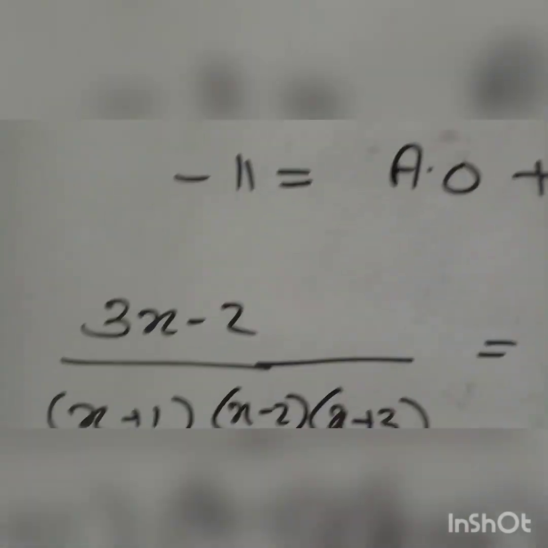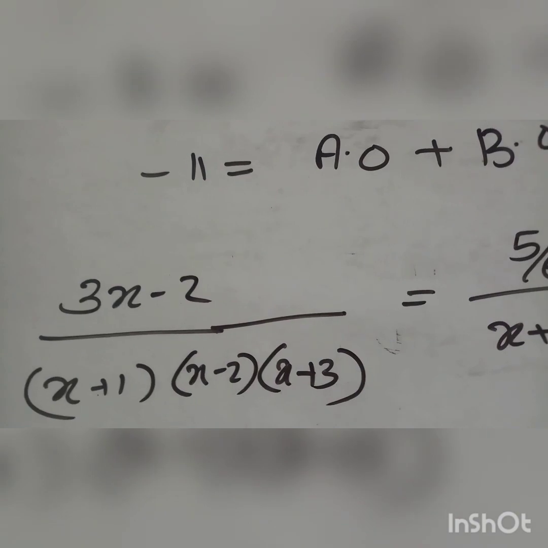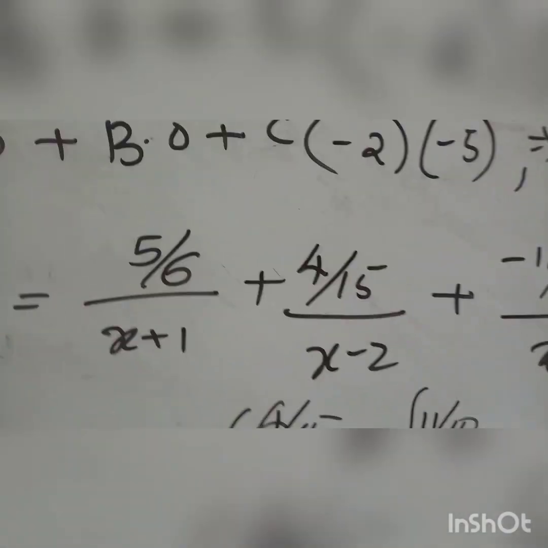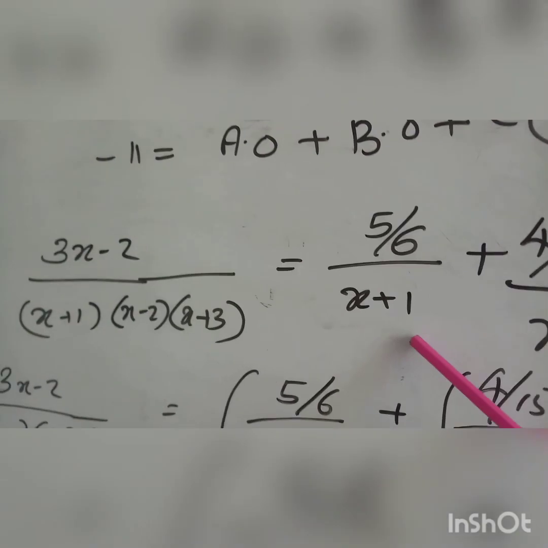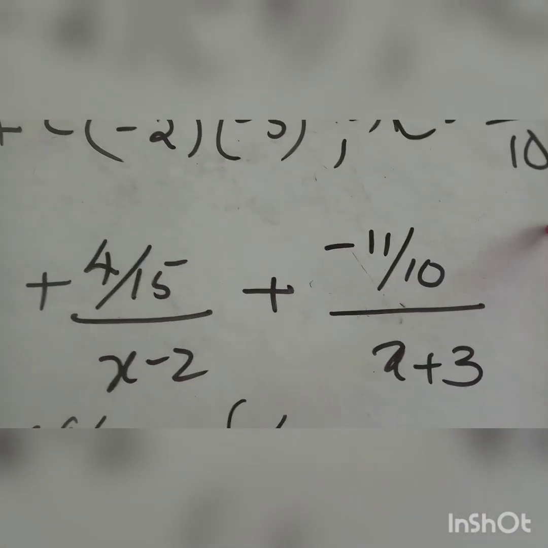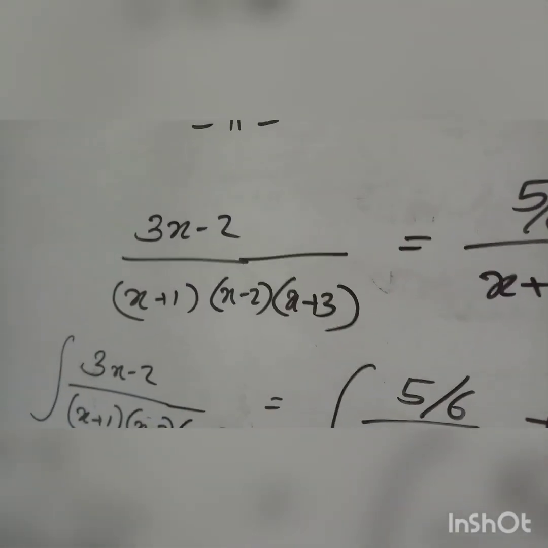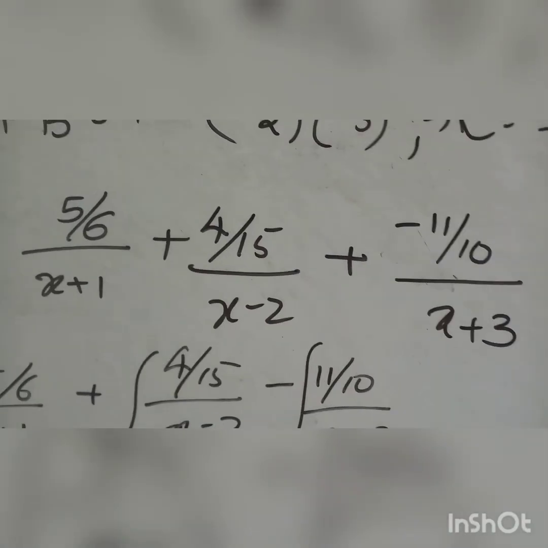So the use of this one is you can split this (3x minus 2) by (x plus 1)(x minus 2)(x plus 3) into their corresponding factors. For those corresponding factors, the value of A is 5 by 6 for one factor, 4 by 15 for another factor, and minus 11 by 10 for another factor. So the previous one is a compound expression. Now we got their corresponding linear factors like this.